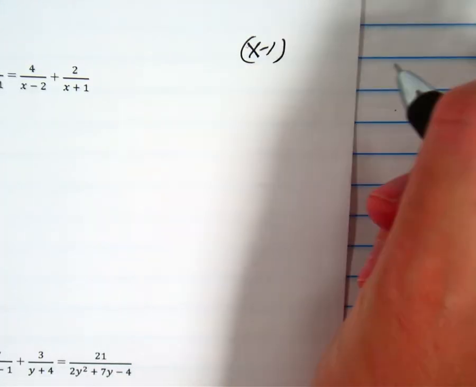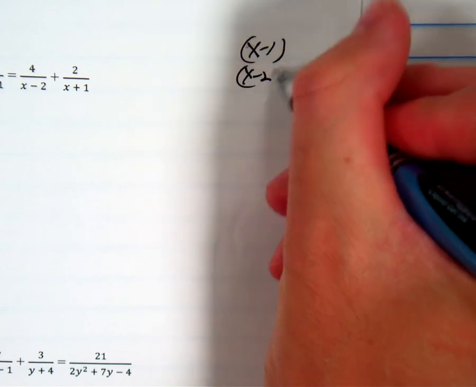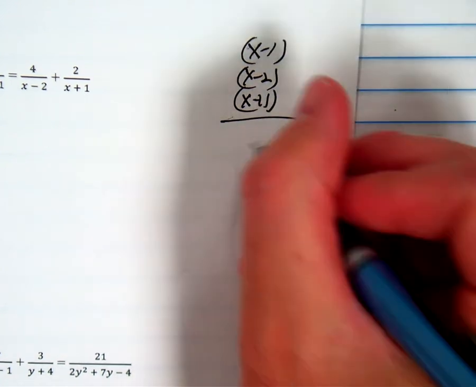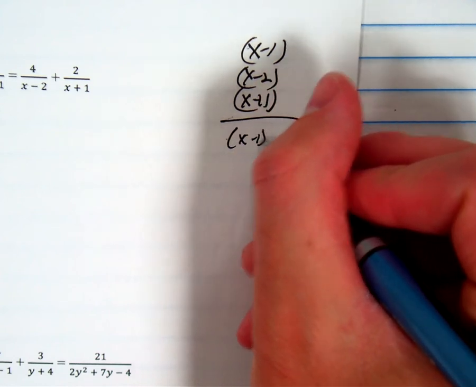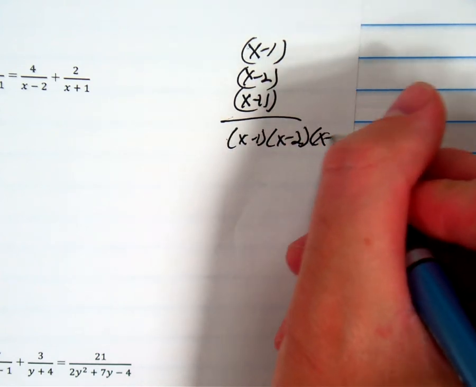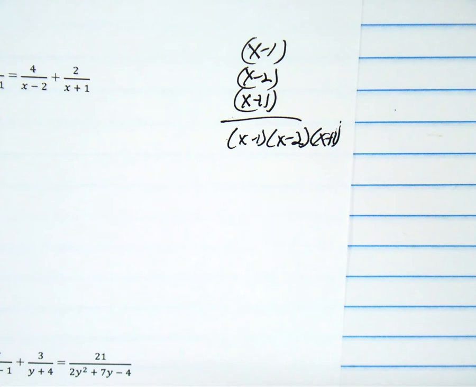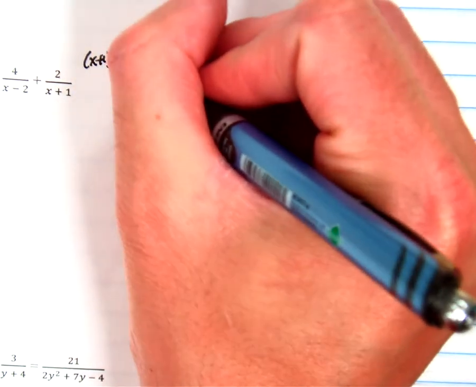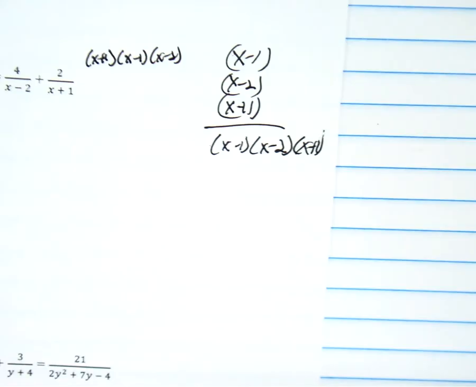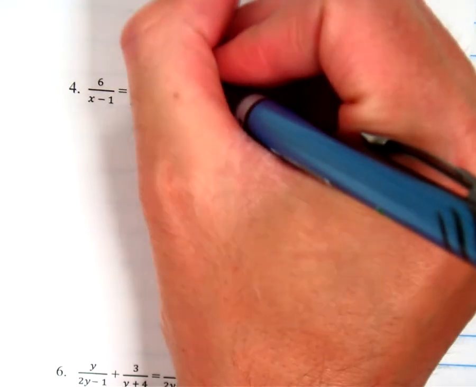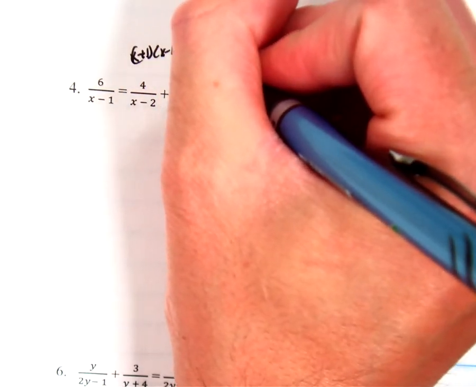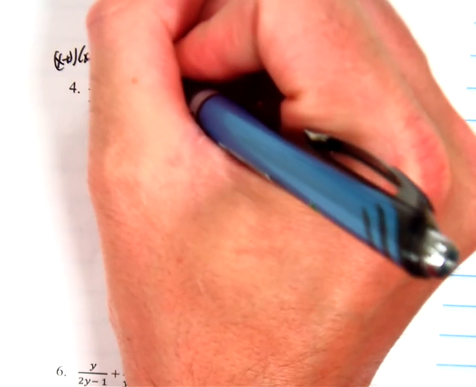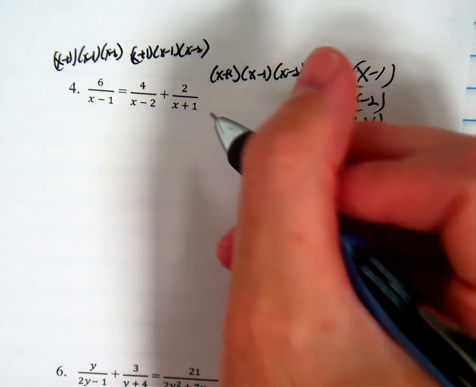Okay, if you did the little thing over here, one, two, three, they're all different. None of them are in common. So you're actually going to multiply everything by all 3 of them. This one's messy. Okay, so we got x plus 1, x minus 1, x minus 2. x plus 1, x minus 1, x minus 2. x plus 1, x minus 1, x minus 2.